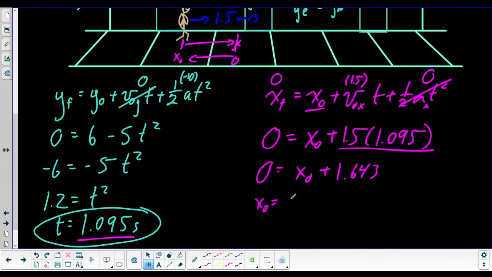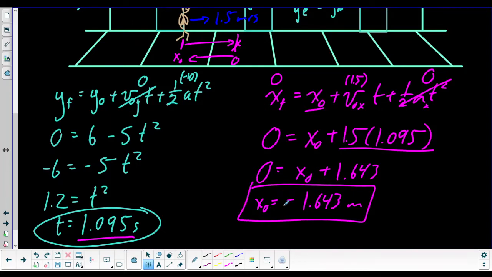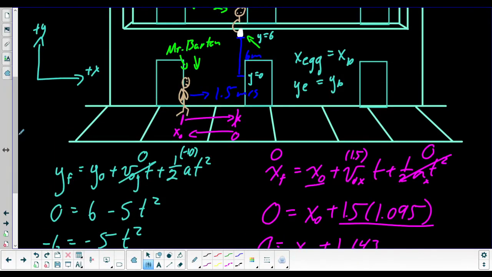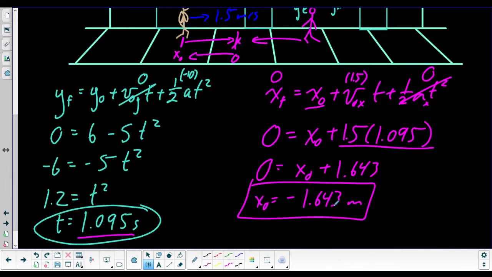X initial equals negative 1.643 meters. So I need to be 1.643 meters to the left or before where the bully is. Hypothetically, if I were over here, right, and I could be going that way, it doesn't really matter. But I need to be this far from underneath the bully before they drop the egg.